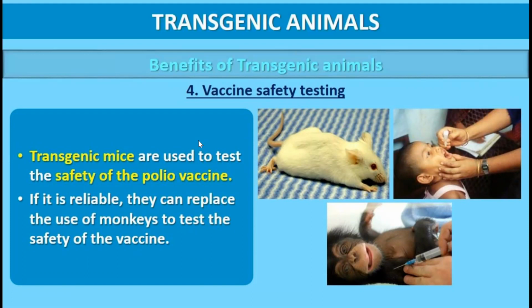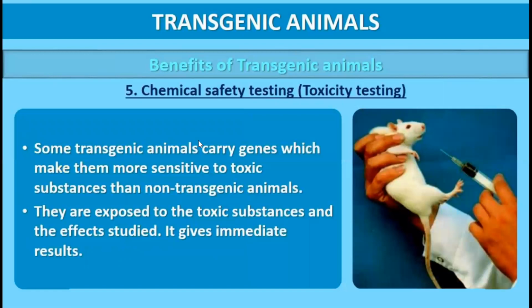Transgenic mice are used to test the safety of the polio vaccines or other kinds of vaccines as well. If it's reliable, they can replace the use of monkeys to test the safety of vaccine. Chemical safety testing, the fifth benefit. Some transgenic animals carry genes which make them more sensitive to toxic substances than non-transgenic animals. So they are exposed to the toxic substance and the effects are studied. It gives immediate results.